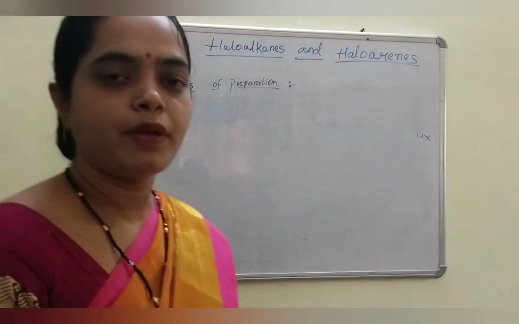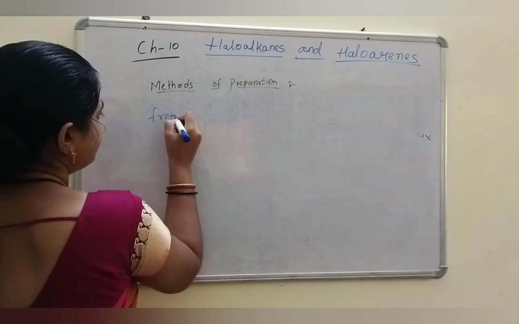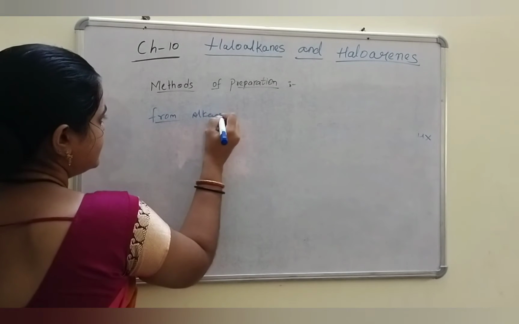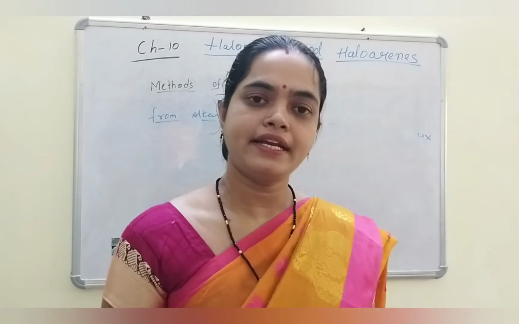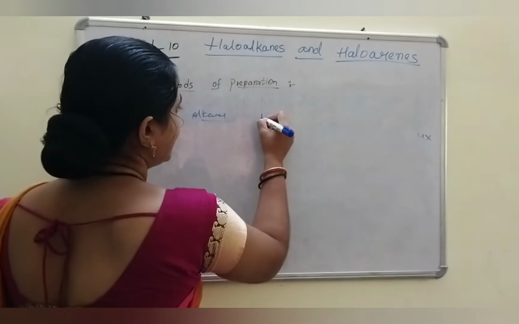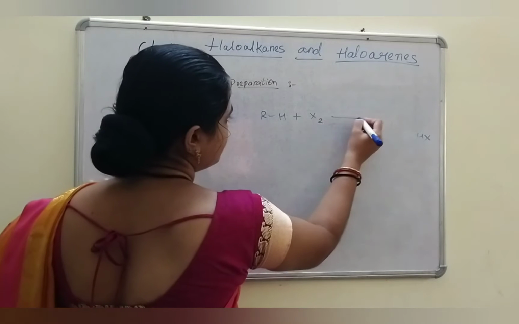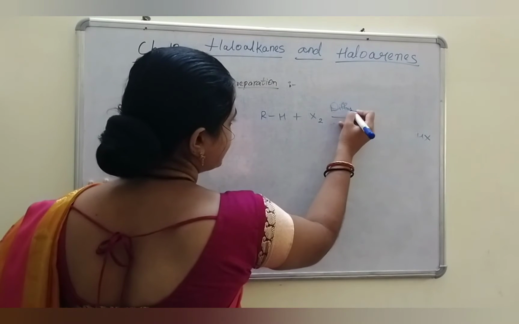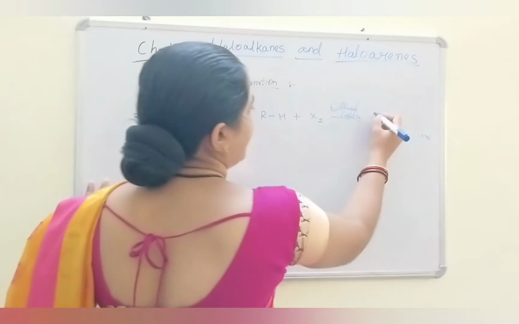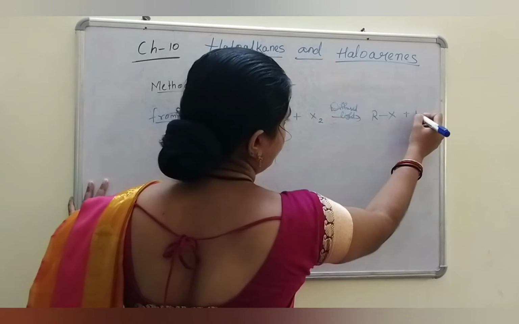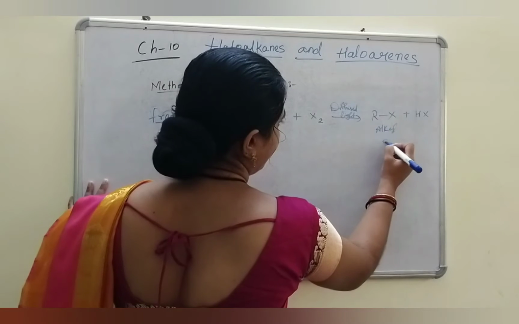Next, methods of preparation of alkyl halides from alkanes. The first method is from alkanes. Lower alkanes in gaseous phase treated with halogens in presence of diffused light form alkyl halides.